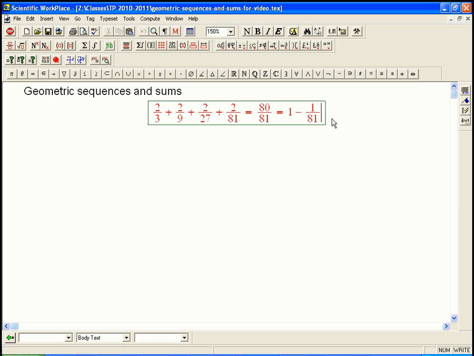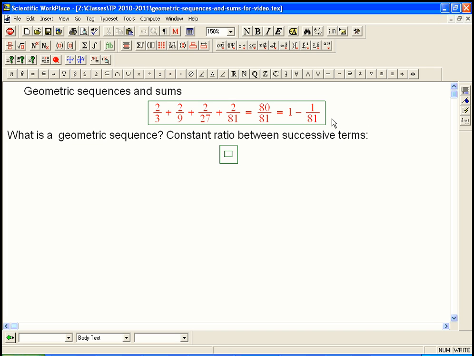And what I want to do is generalize that. Let me first remind you of the definition of a geometric sequence. That's where we have a constant ratio between successive terms. So for example, 2/9 divided by 2/3, when you simplify that, that's 1/3. It's gone down by a factor of 3.